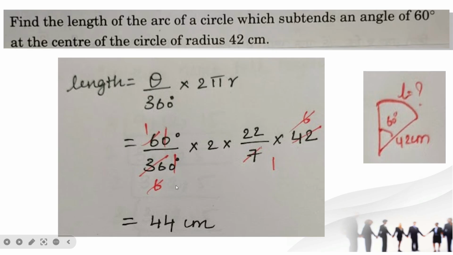0 0 will get cancelled. 6 ones are 6, 6 are 36. Okay. And then 7 ones are 7, 6 are 42. 6 ones are 6, 1 ones are, I cancel. So what is remaining? 2 into 22, which is 44 centimeter, which is nothing but the arc length.